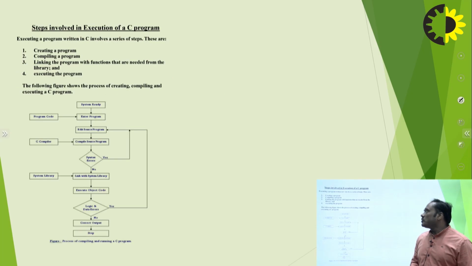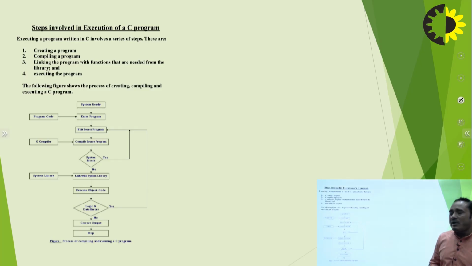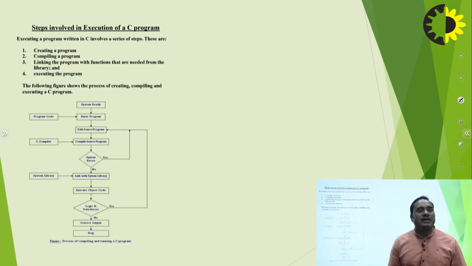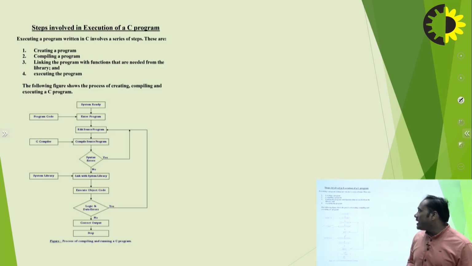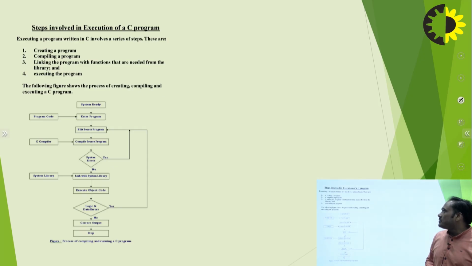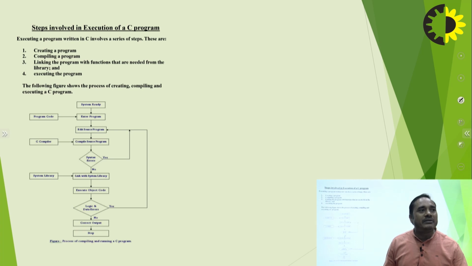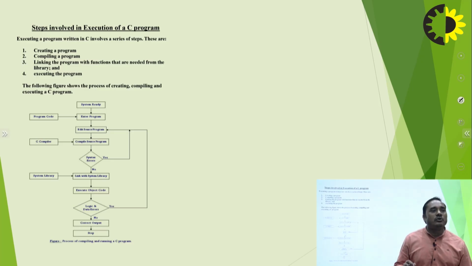So, the steps involved in the execution of a C program. What steps will we perform in doing a C program? Executing a program written in C involves a series of steps. There are different types of steps, but we are taking some important ones. First is creating a program, then compiling the program, linking the program and executing the program. So these are the four steps generally used in the C language.